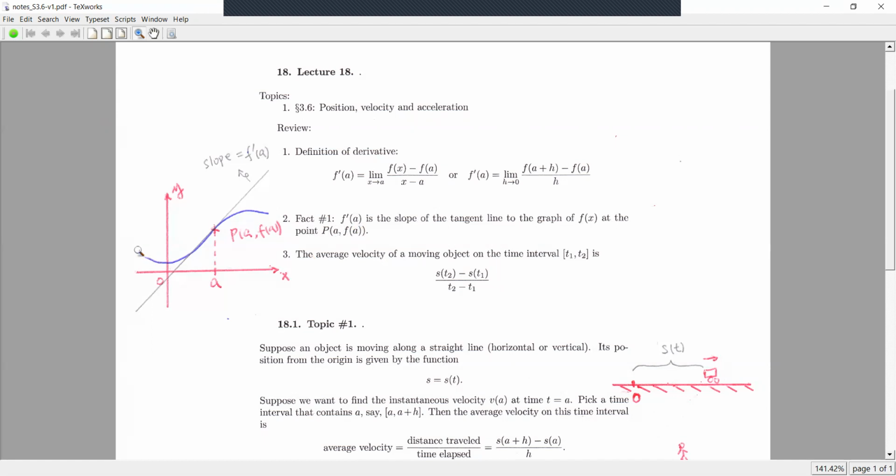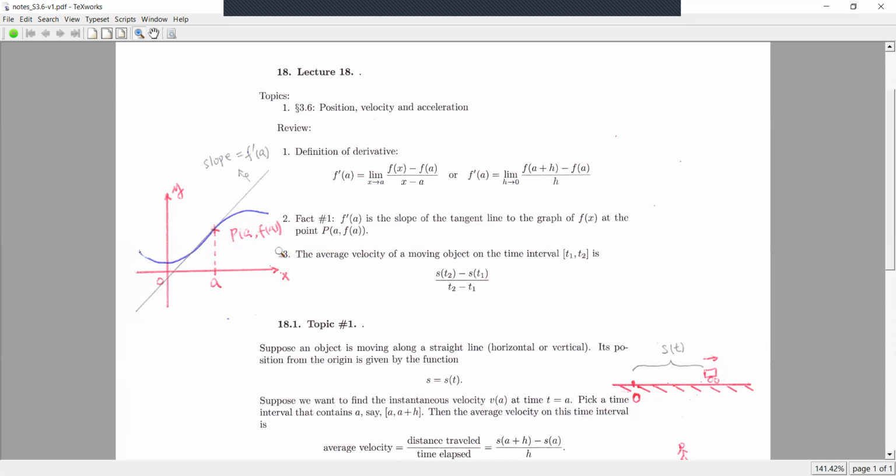For example, suppose this curve is the graph of function f. And suppose point P is here. At this point, there is a tangent line. Then the slope of this tangent line is the derivative at the point A.